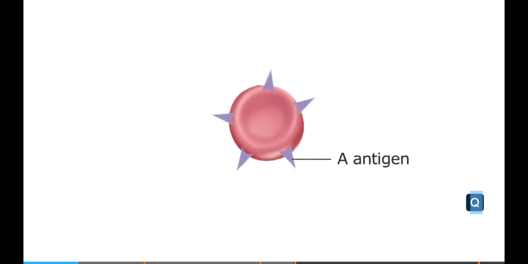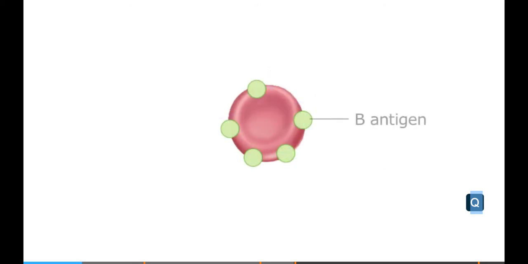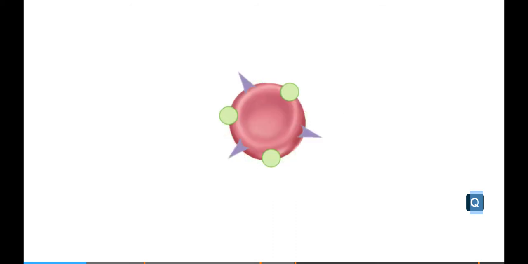Individuals who have type A surface antigens have type A blood. People with type B surface antigens have type B blood. It's also possible for individuals to have both A and B surface antigens. They would have type AB blood. Lastly, type O blood means that a person has neither A nor B surface antigens.